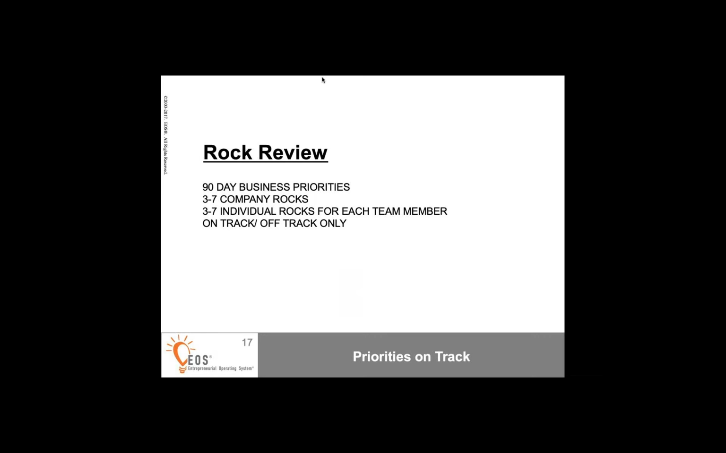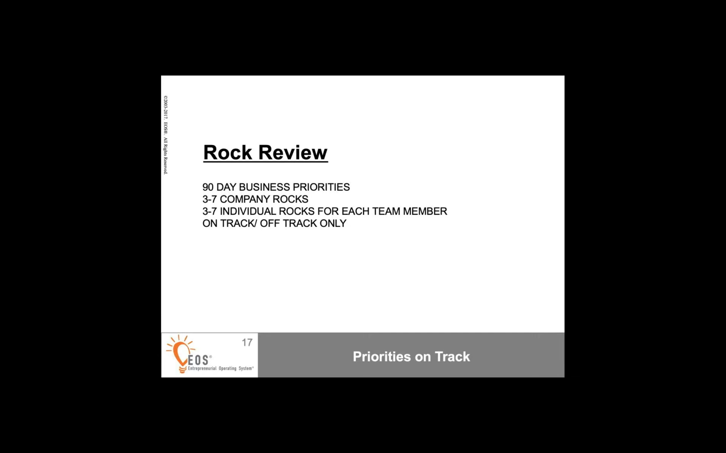We call them rocks, and that's 3 to 7 company rocks, the most important 3 to 7 things that your company has to achieve this quarter. And then we do 3 to 7 individual rocks for each team member. So everybody has at least one.